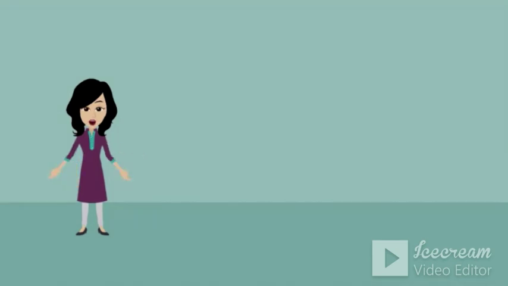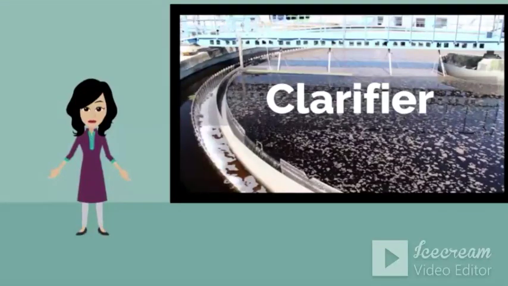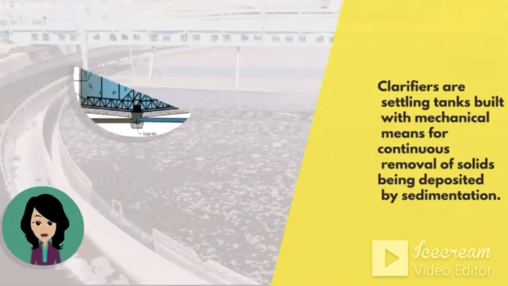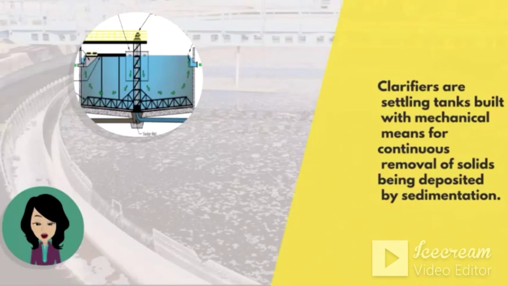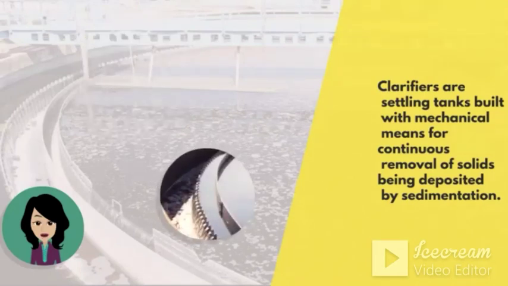The water after sedimentation is carried into the clarifier. Clarifiers are nothing but settling tanks built with mechanical means for continuous removal of solids being deposited by sedimentation. Circular clarifier with surface skimmer visible in the lower right. As the skimmer slowly rotates around the clarifier, skimmed floating material is pushed into the trap visible above the fenced enclosure at the lower left.